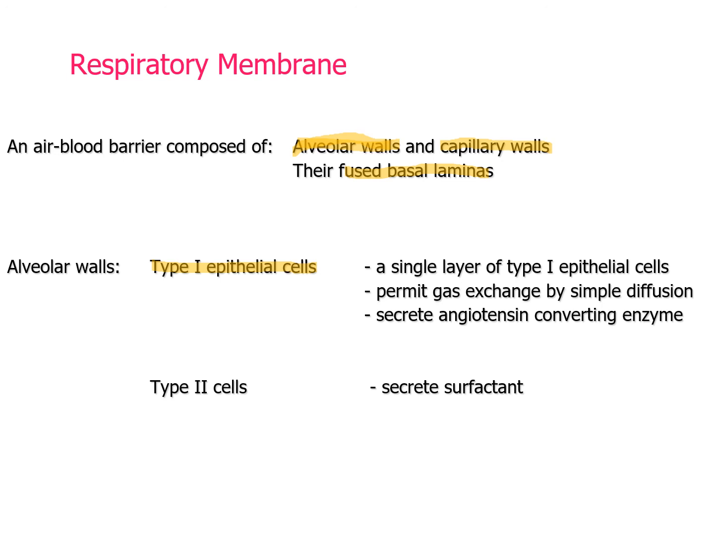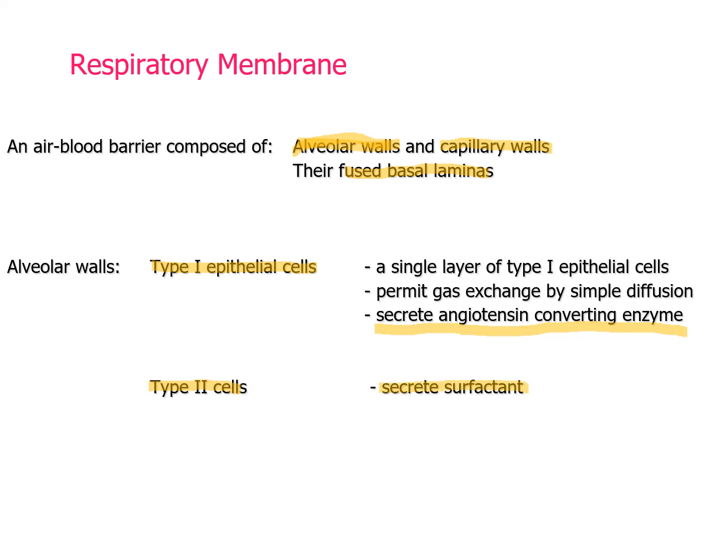The actual wall of the alveolus is made up of mostly type 1 epithelial cells, a single layer that permits gas exchange by diffusion, and also is secreting a molecule that is something you may have heard about. It's called angiotensin converting enzyme, and I'll talk about that more when we do renal physiology. It's quite an important enzyme molecule. There are also type 2 cells in the wall, and they secrete surfactant.